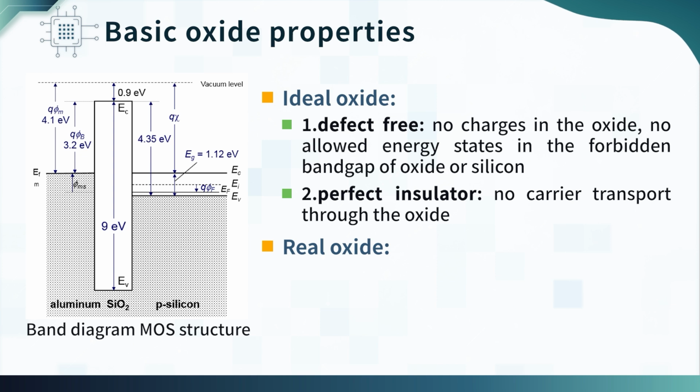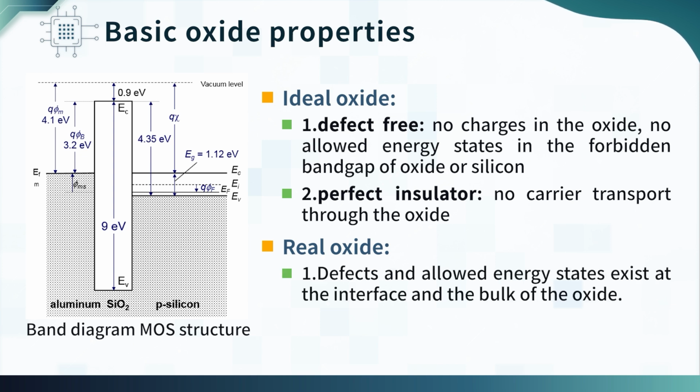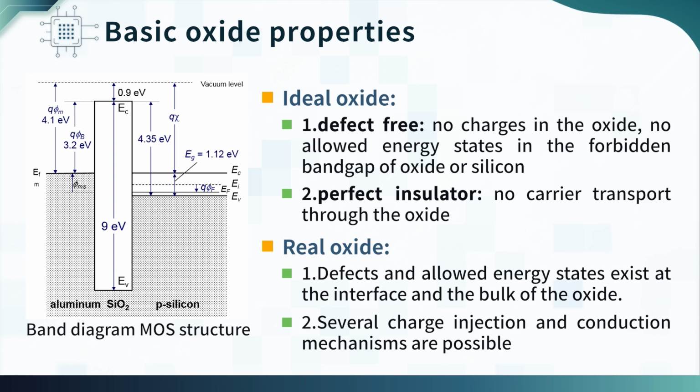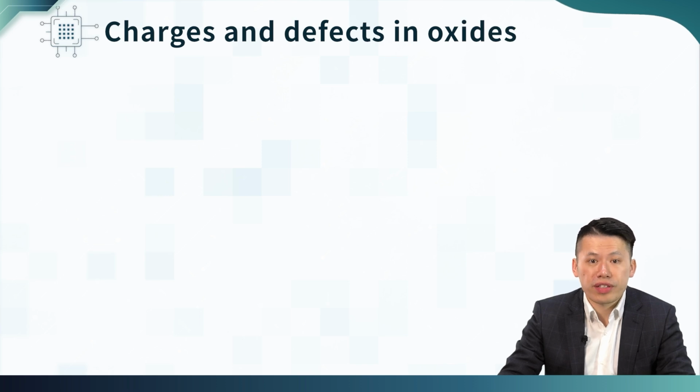But in the real case, the defects and allowed energy states always exist at the interface or in the bulk of the oxide. And several charge injection mechanisms are actually possible in the real oxide under practical bias conditions. So we also need to understand what possible charges and defects can exist in the oxide.